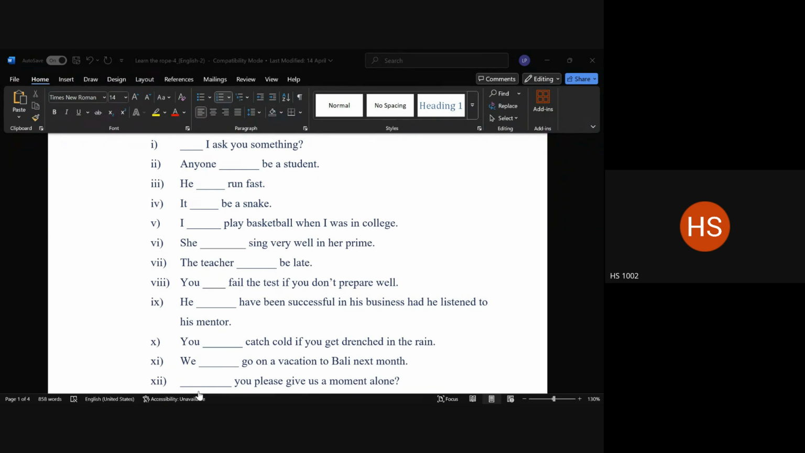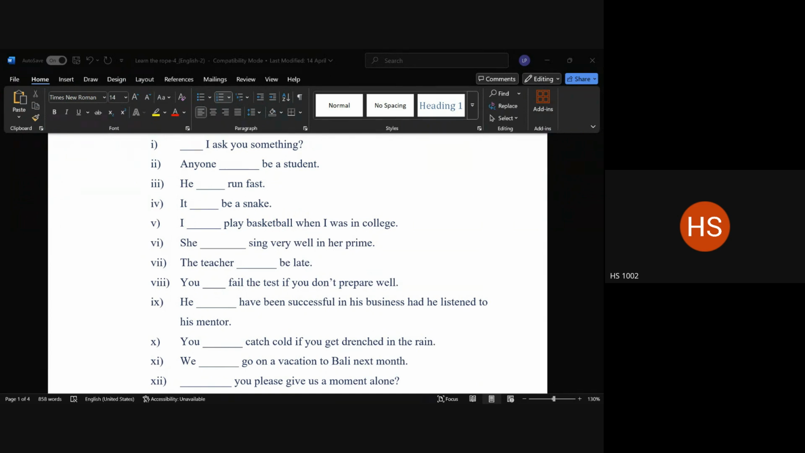What could be a possible answer for the first blank? May. May I ask you something? Yes, this is right. So this is the most formal version of asking permission, right? So what are the other possibilities here? We can use could. Yes, right. So you could either say can, you could also use the modal verb could, right?